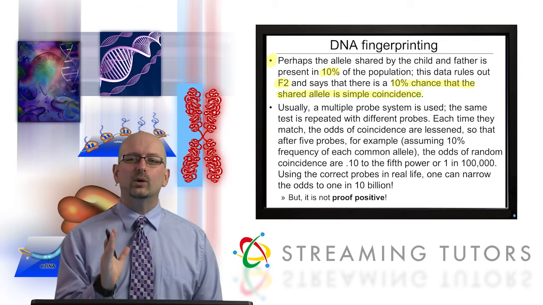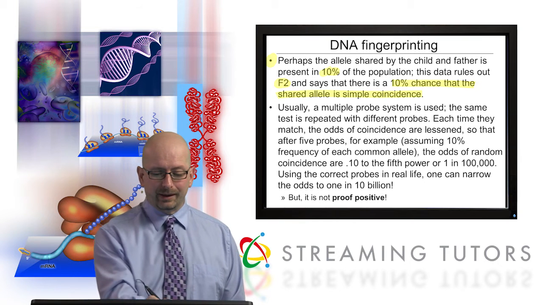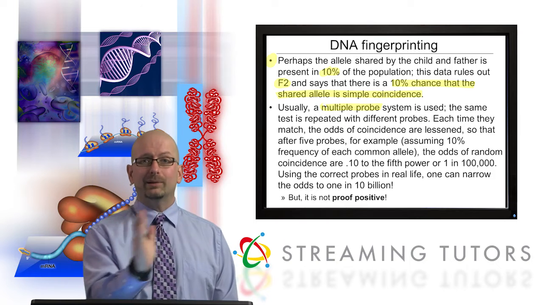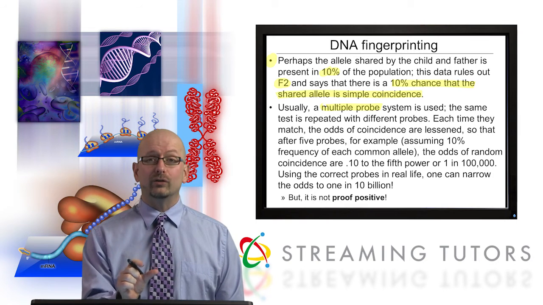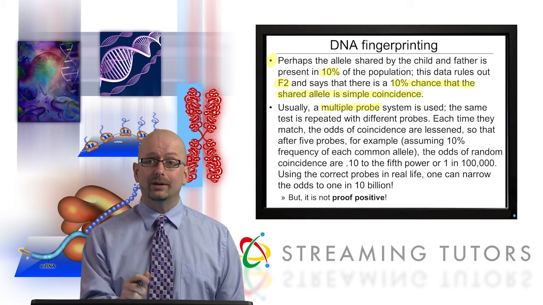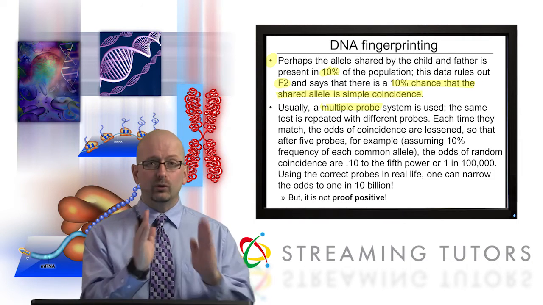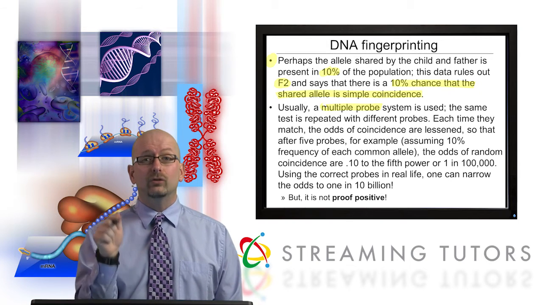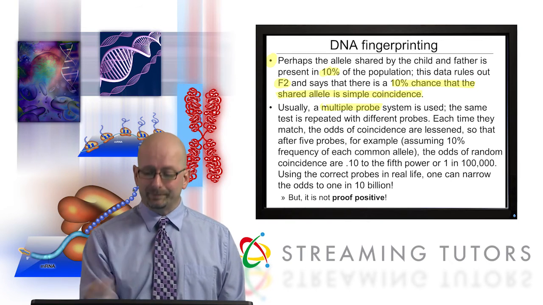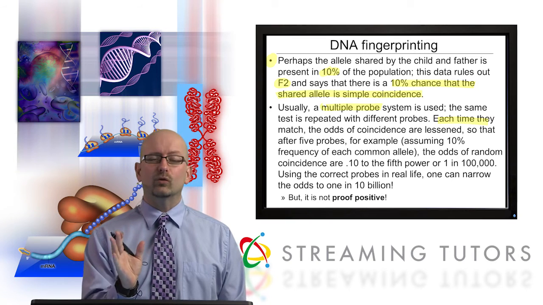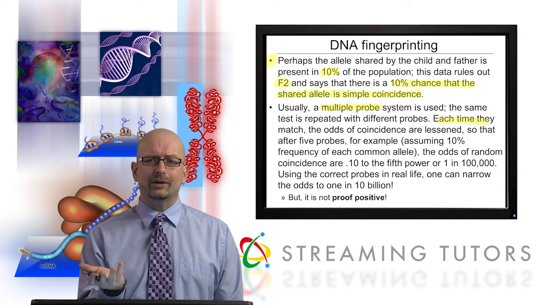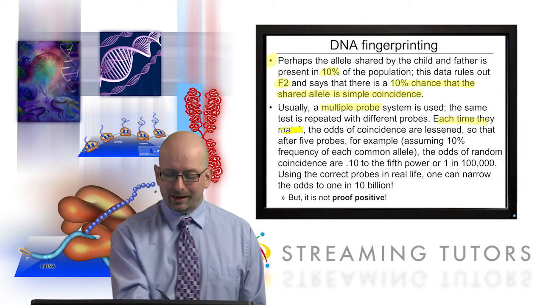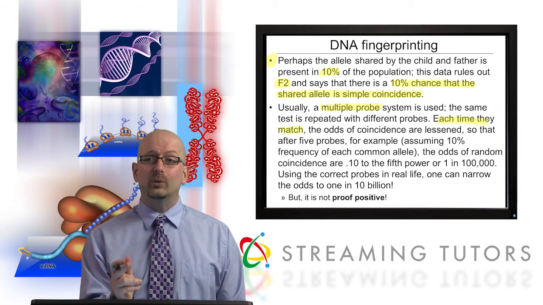So I can't go into a lot of the details of this, but they use a multiple probe system, 5 or 6 different places in the genome where there are these variable number terminal repeats. So each time, they'll say, okay, let's check this guy out more. Let's use a different probe. See if he matches the child at that area. Let's just say it's an oversimplification, but let's say it's always 10% of the population that has a particular one. But each time they match, the odds of the coincidences are lessened.